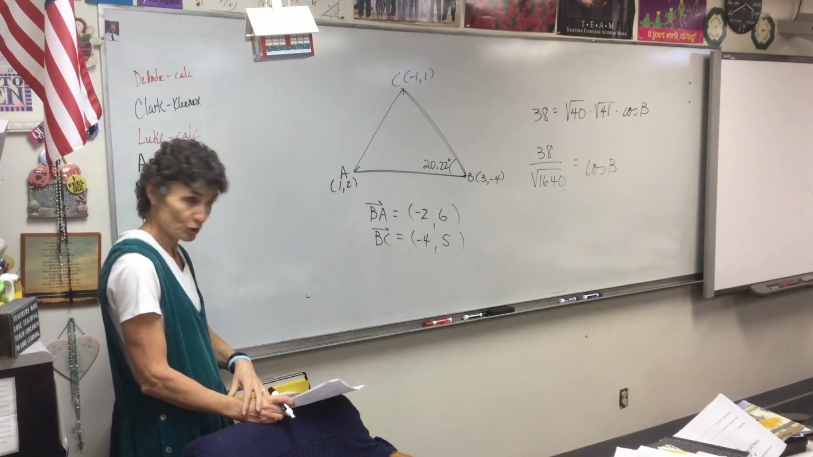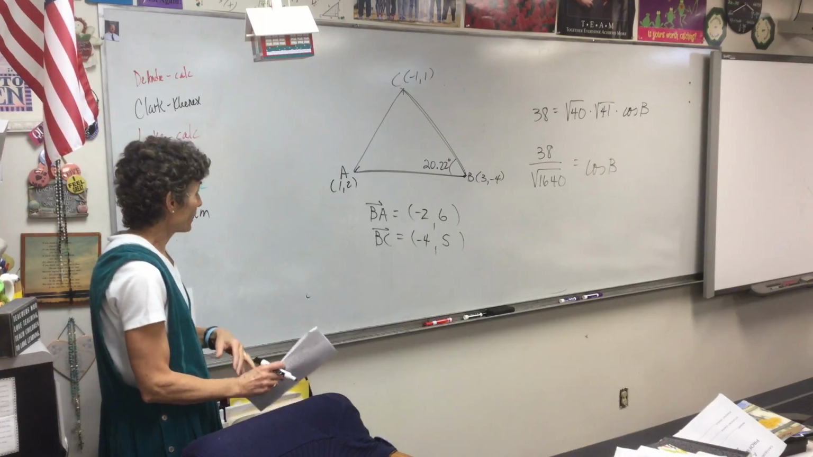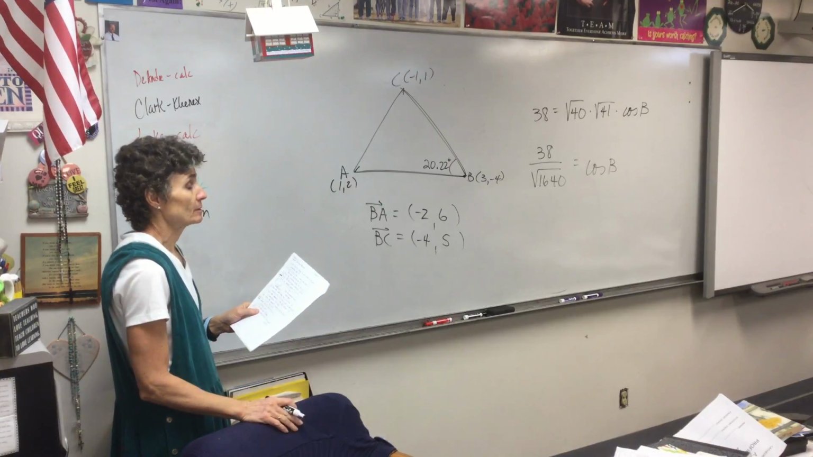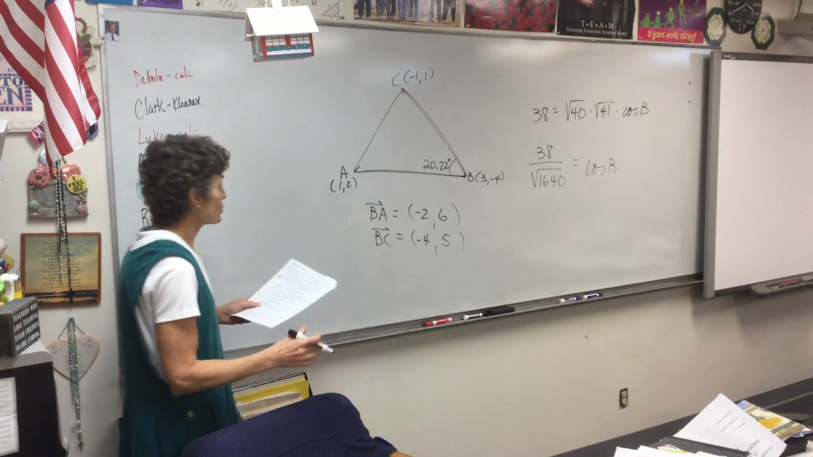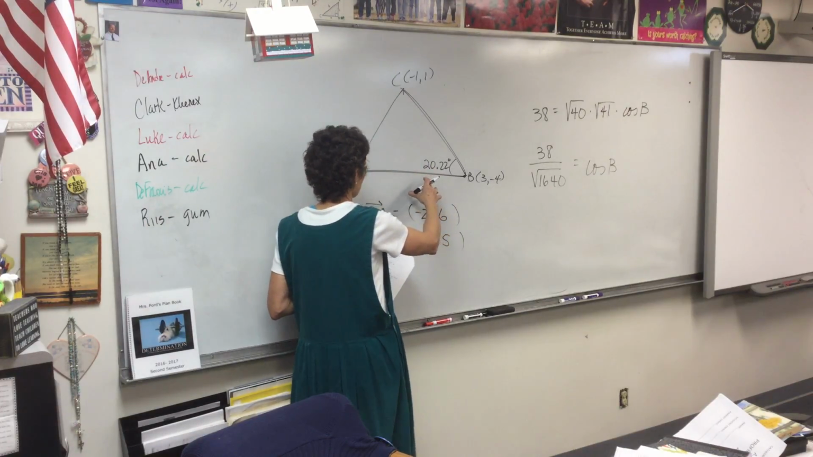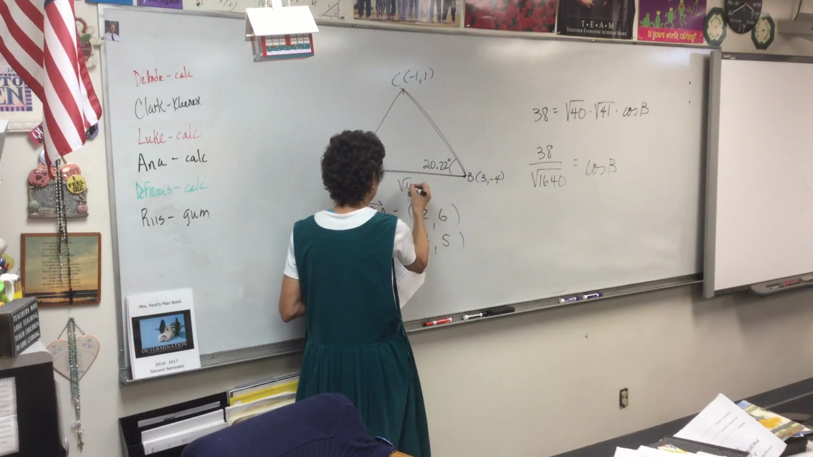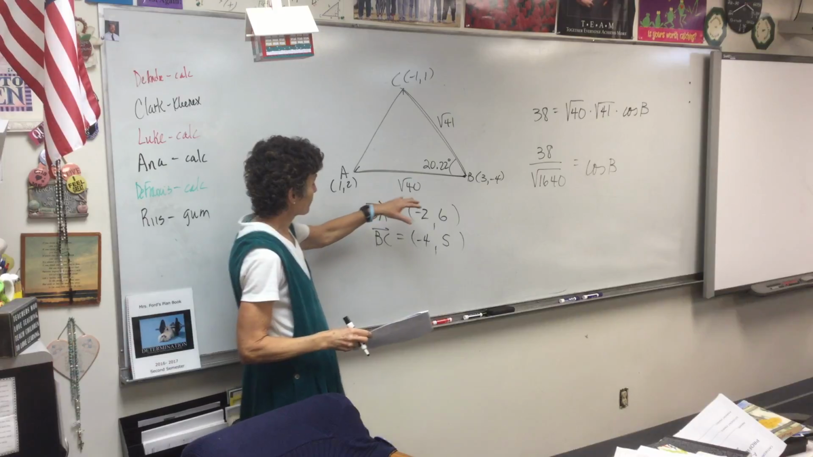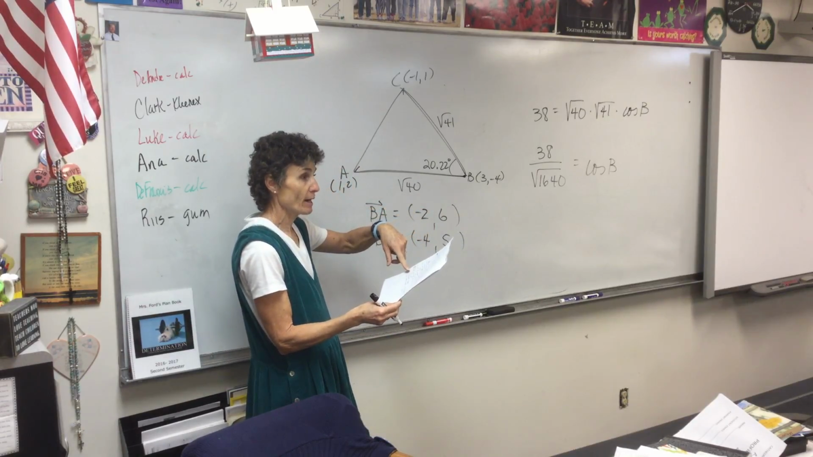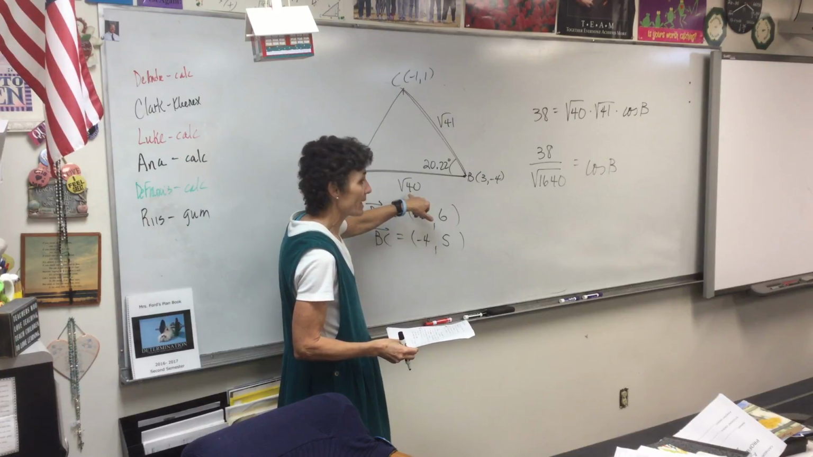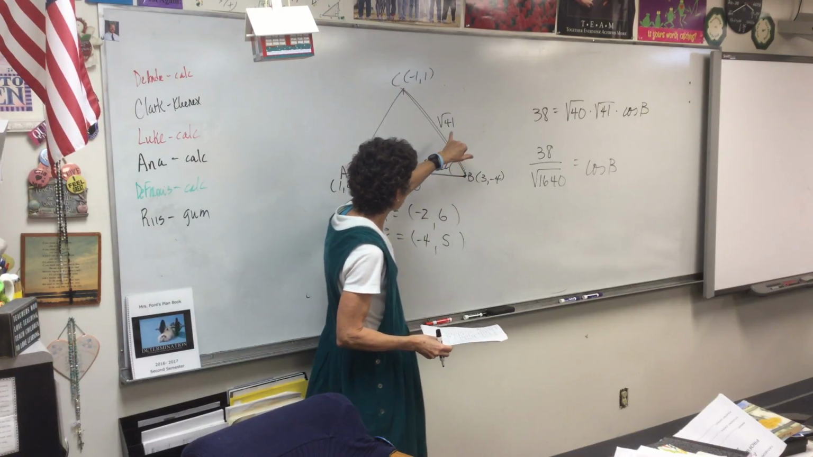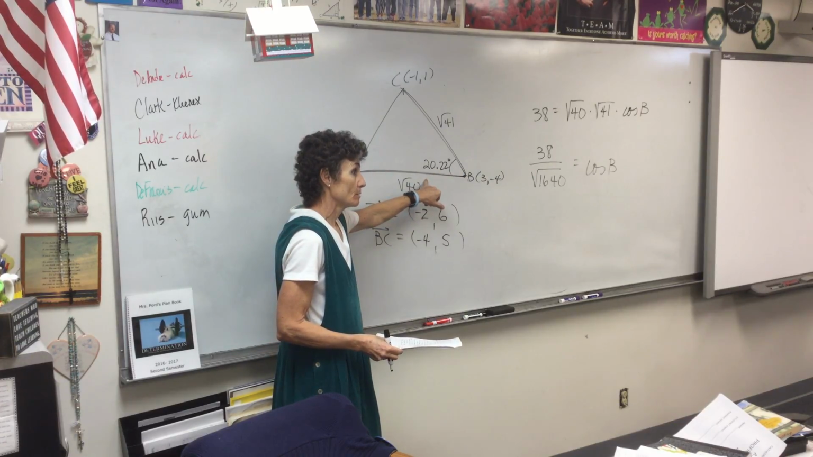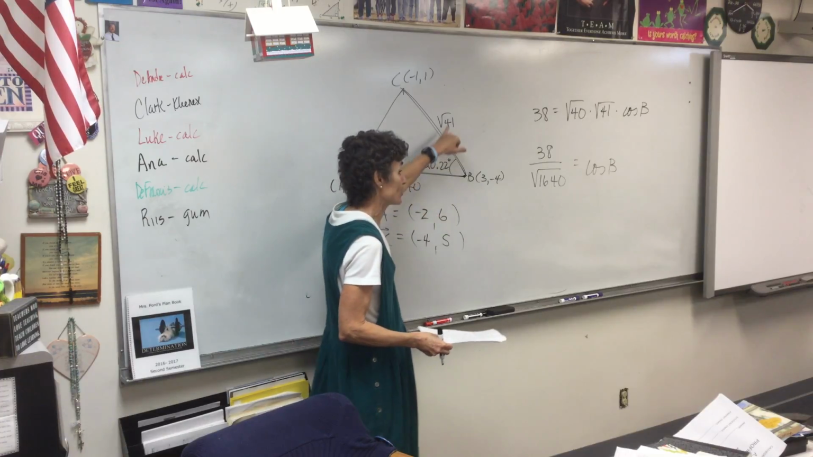Yes? Okay. Now, letter B. Now that you have this information, you have found that BA is root 40 and BC was root 41. Now that you have that information, the next question says, find the area of the triangle. Well, could you do 1/2 root 40 times root 41 times sine 20.22? That's how we find the area of a triangle, so feel free to do that.